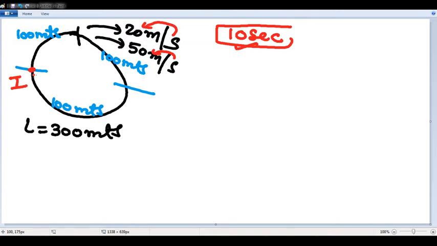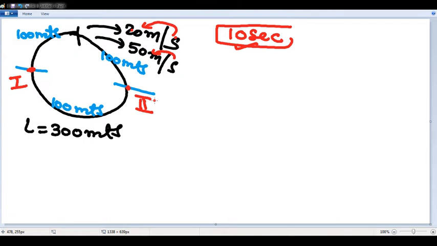Second meeting point. They will meet again after 10 seconds, counted from the beginning. 1 second 20 meters, 10 seconds will be 200. 100, 100. The second one, 1 second 50, 10 seconds will be 500. 100, 200, 300, 400, 500. This is the second meeting point.